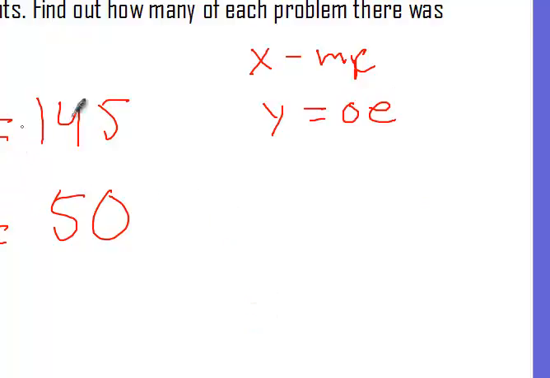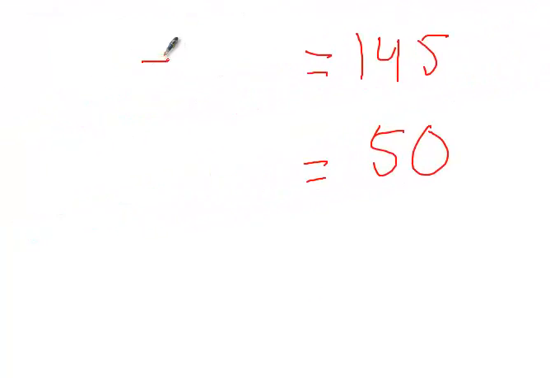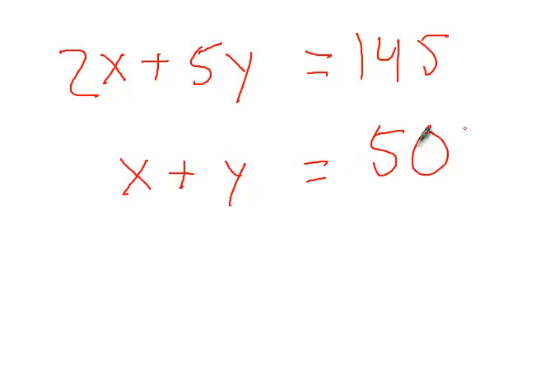All right, so if we have 145 points, we know we're going to have to add up points from open-ended and points from multiple choice. Multiple choice questions are 2 points, so to find out the total amount of points from multiple choice, you're going to multiply 2 times how many there are. Open-ended are 5, so you're going to multiply 5 by how many questions there are equals 145. Now, if there's 50 total problems, you just add x and y to give you 50.